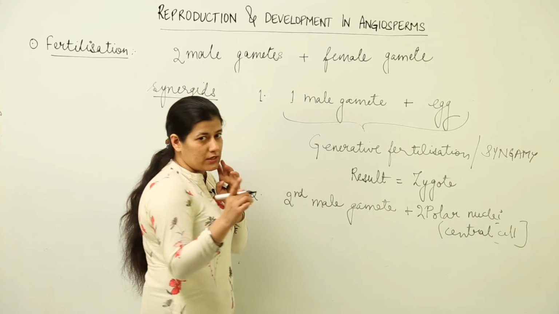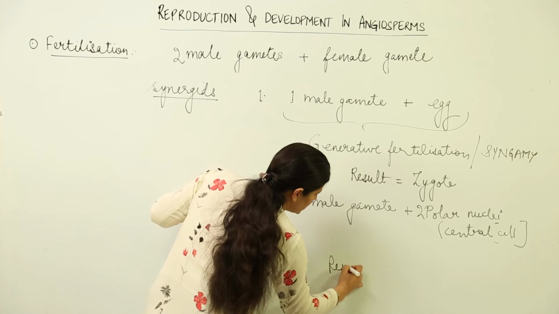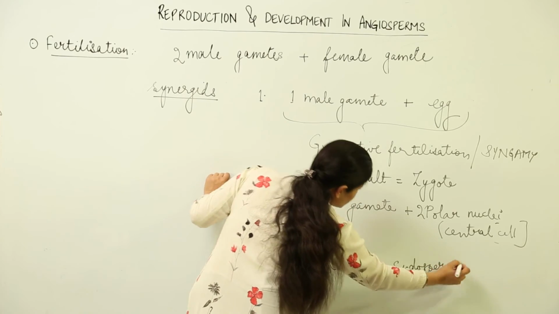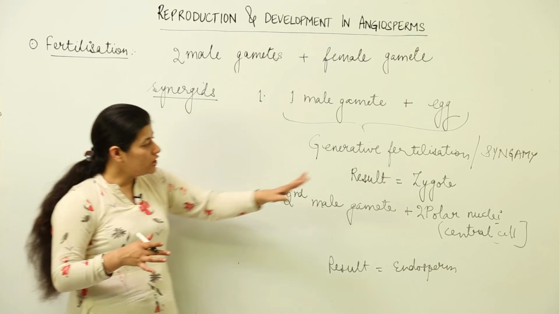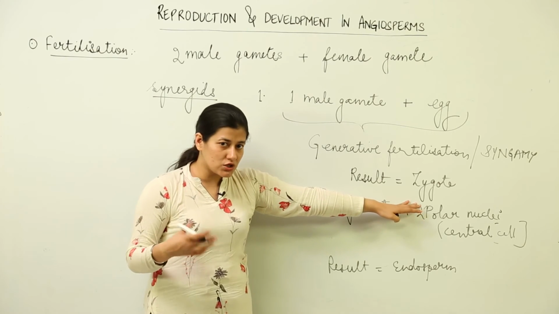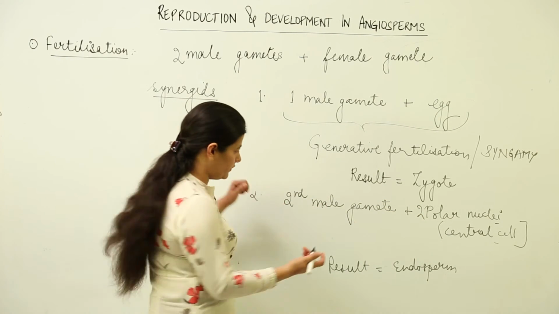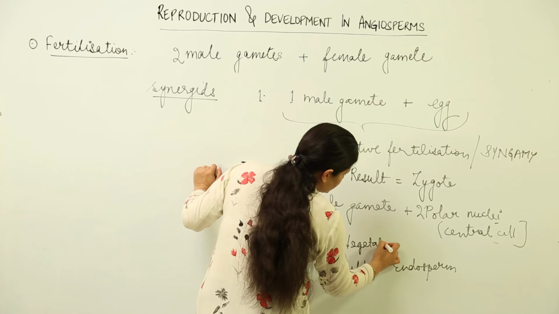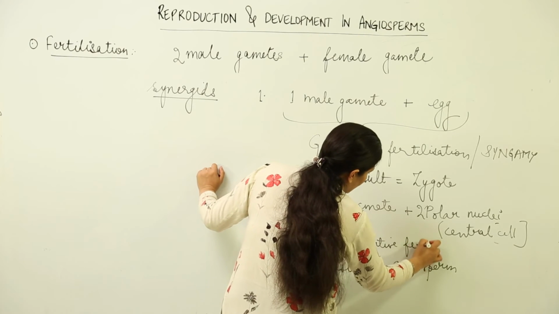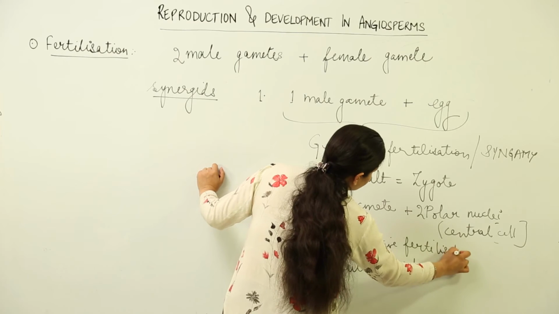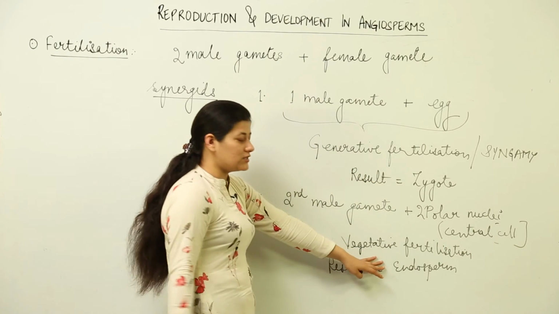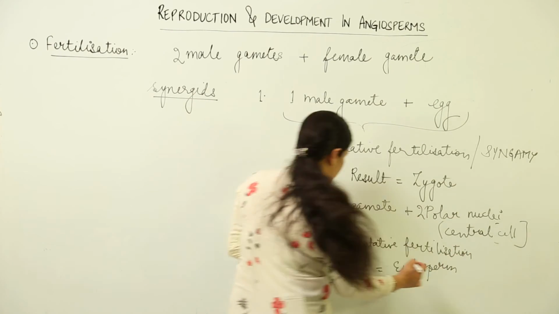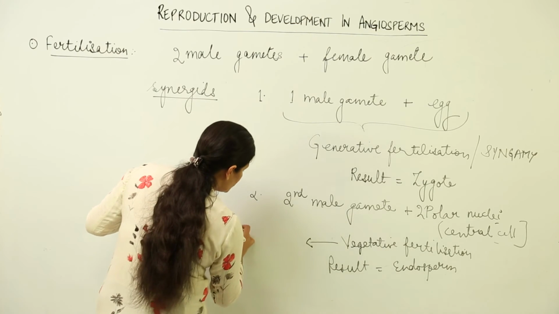Okay, now this endosperm, please remember, what is the result? As we had a zygote, over here we are going to have an endosperm which is responsible for providing nutrition to this zygote. Now in a way it is responsible for vegetative activity. So this fertilization is known as vegetative fertilization. Like the first one was termed generative, this is vegetative fertilization because it gave rise to endosperm. Another name for this vegetative fertilization is triple fusion.